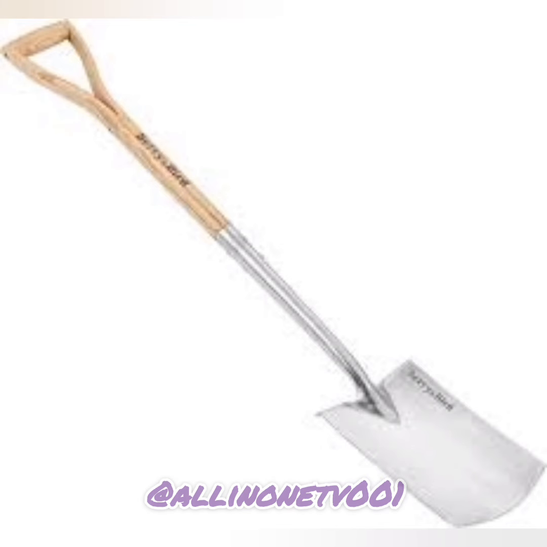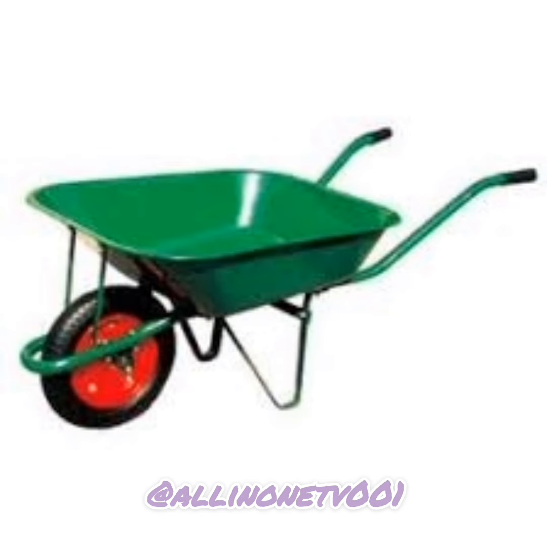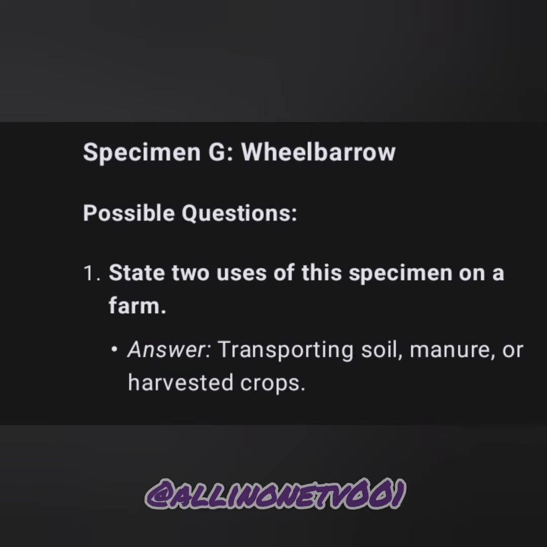So we dive into specimen F, which is spade. You can see the diagram of spade, different diagrams. Now specimen G is wheelbarrow. I'm interchanging the letters. Specimen G is wheelbarrow. Possible question: state two uses of this specimen on a farm. Answer: transporting soil, manure, or harvested crops.